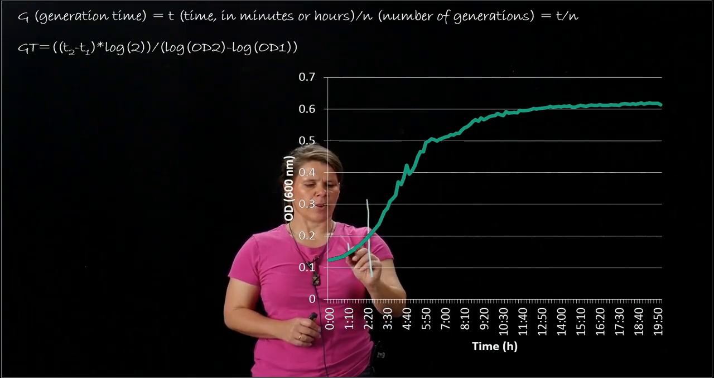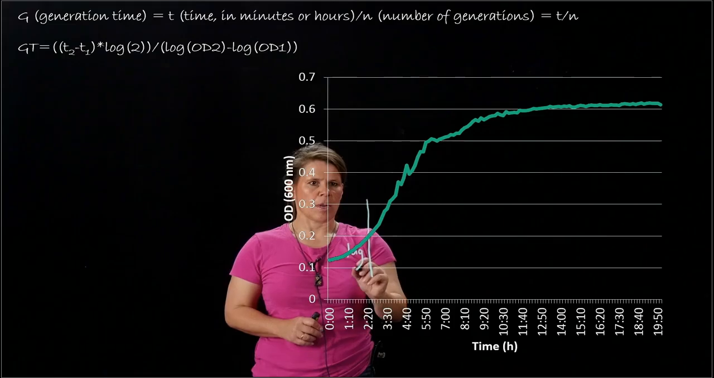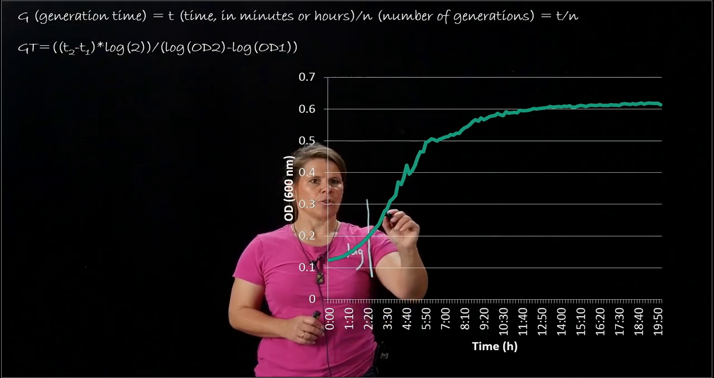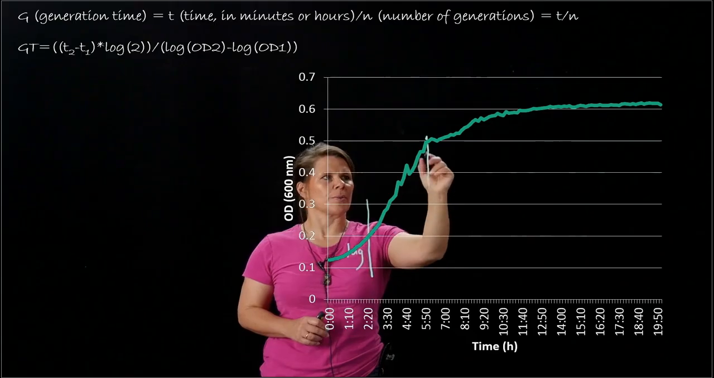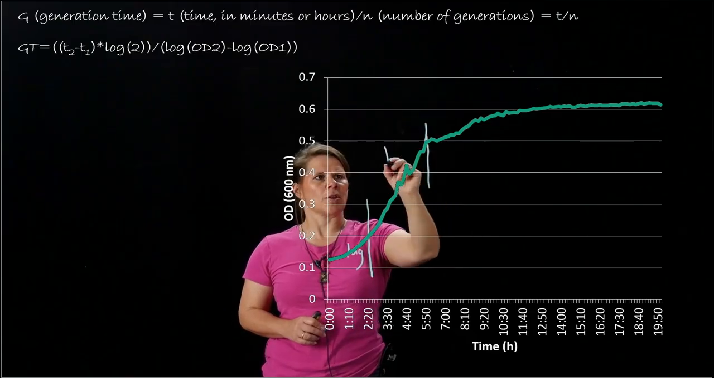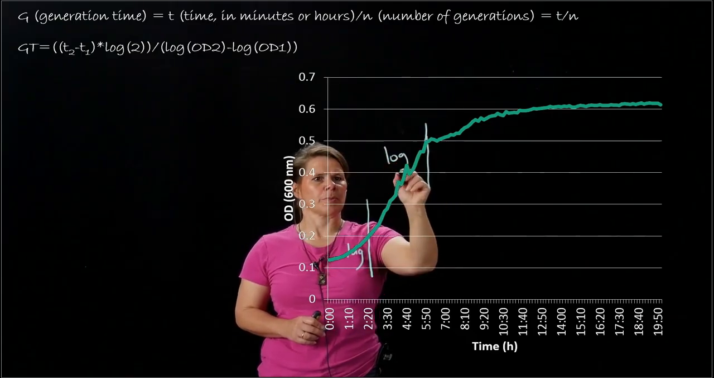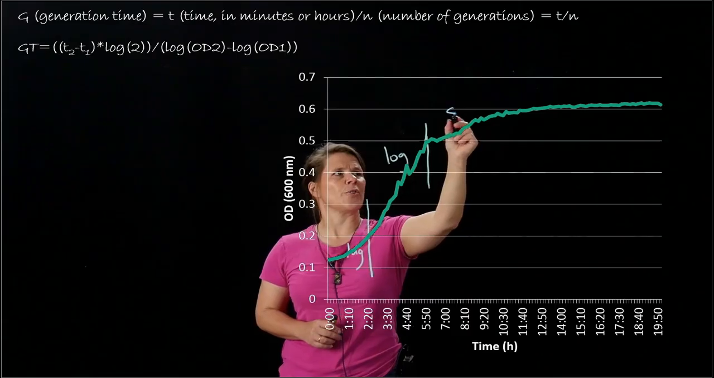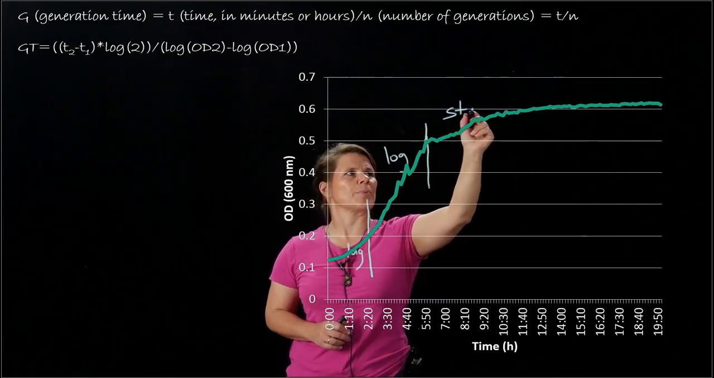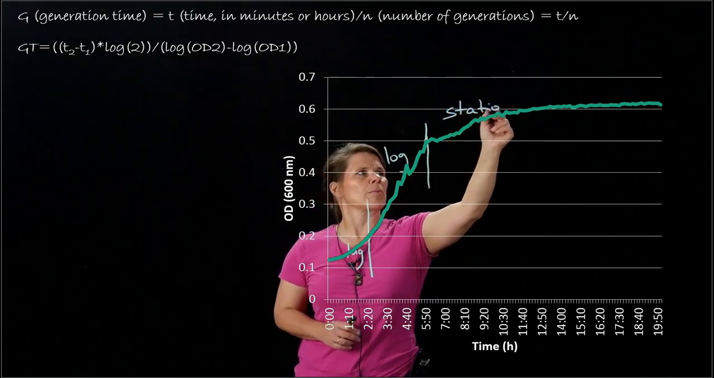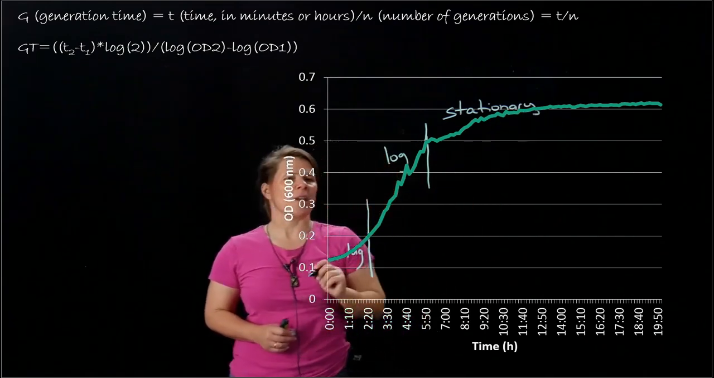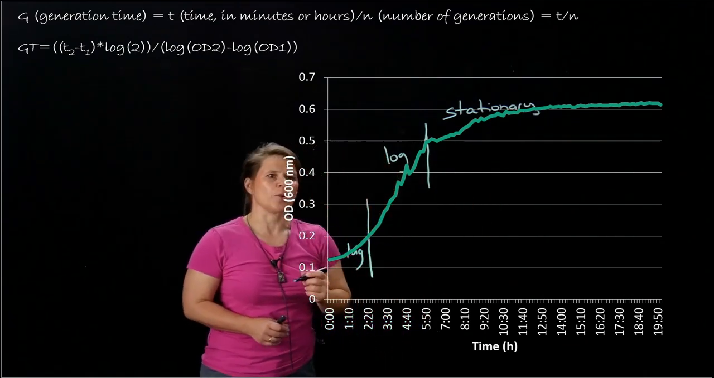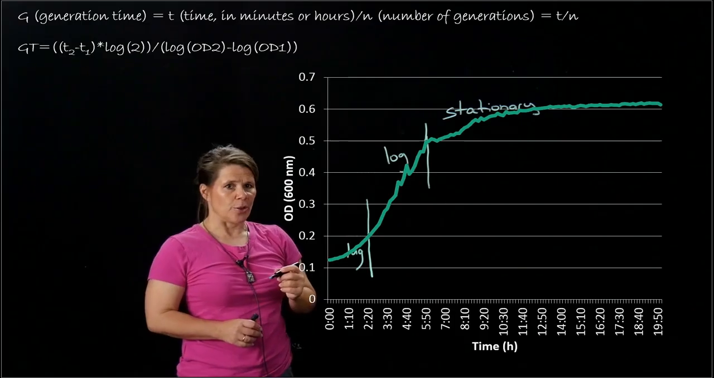This is the lag phase. Then you have the fast growing rate here, the log phase, the logarithmic growth phase. This is the log phase. And then you have the stationary phase, where there's not much growth going on. Sometimes you see a little drop at the end, which is the death phase, but that's not always obvious with the different experiments you do.